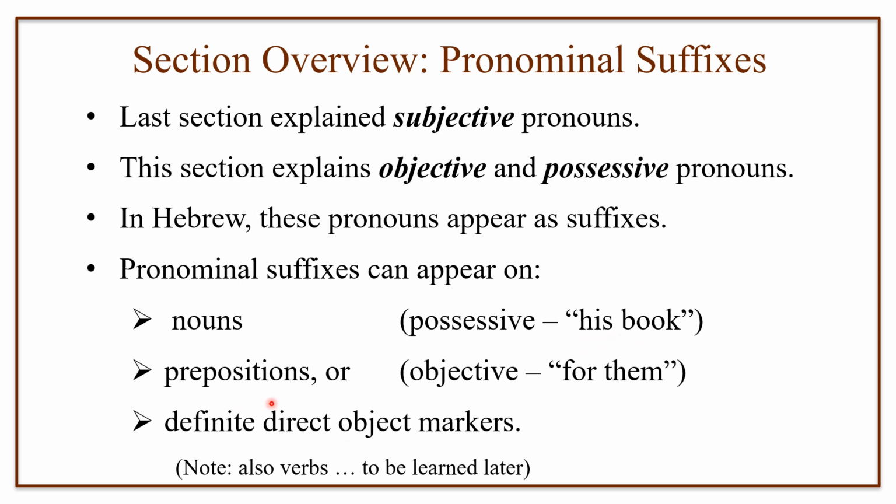They can also appear on prepositions, in which case they will be objective, meaning they would be like this word them, right? Them or him or her, us, those types of pronouns. They can also appear on definite direct object markers, and they would also be objective if they appear on a direct object marker. They can appear on verbs as well.